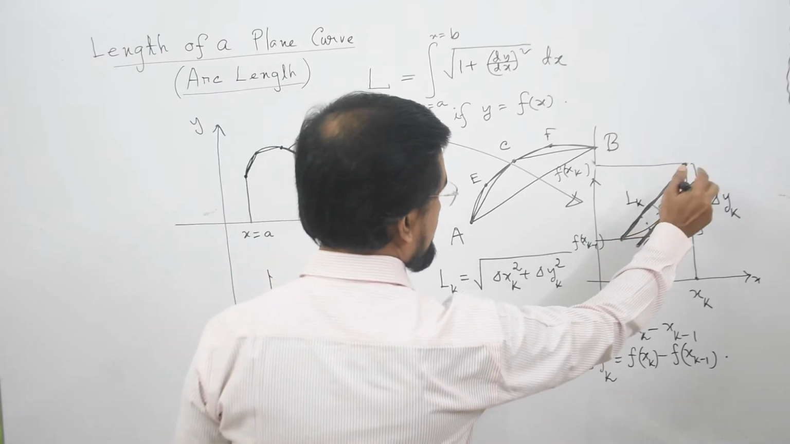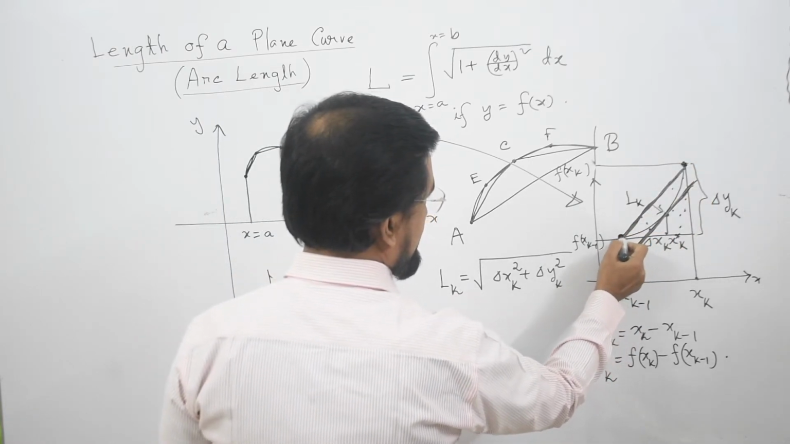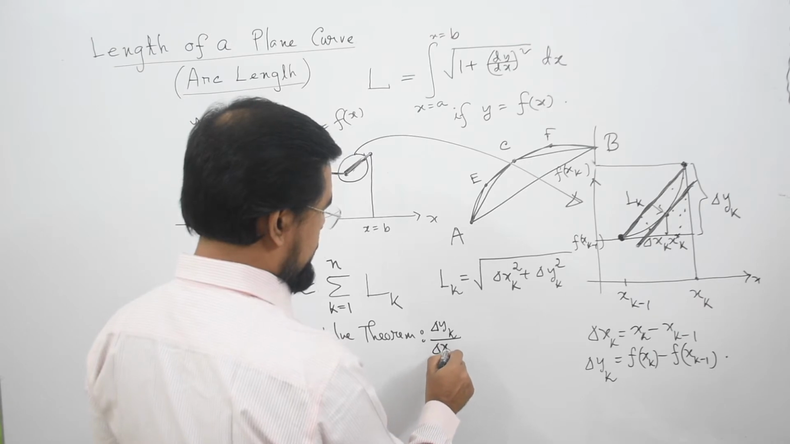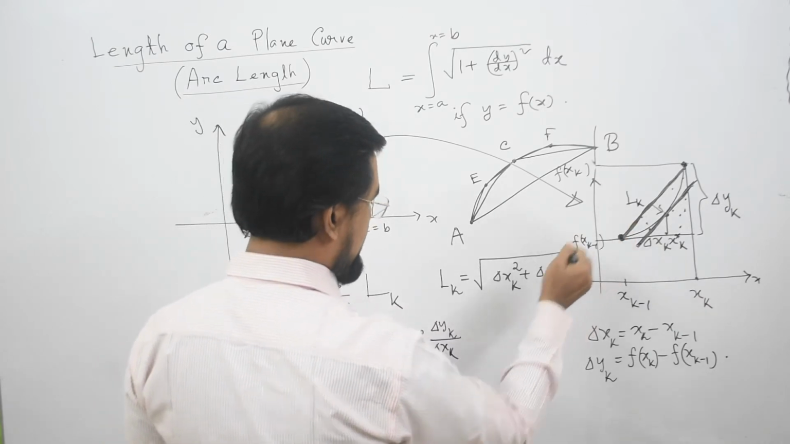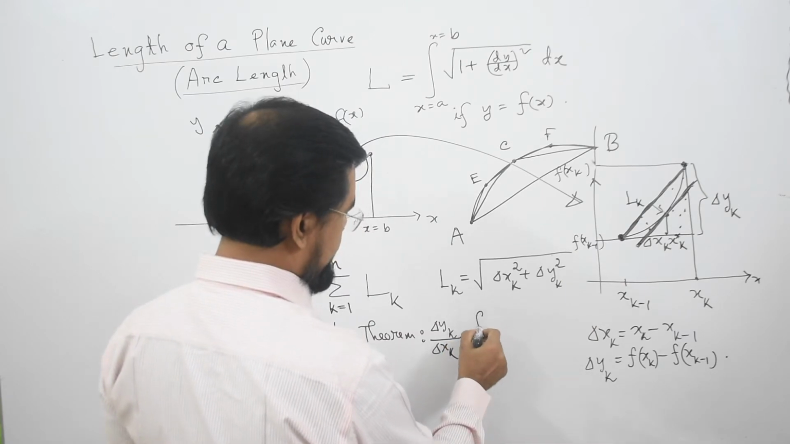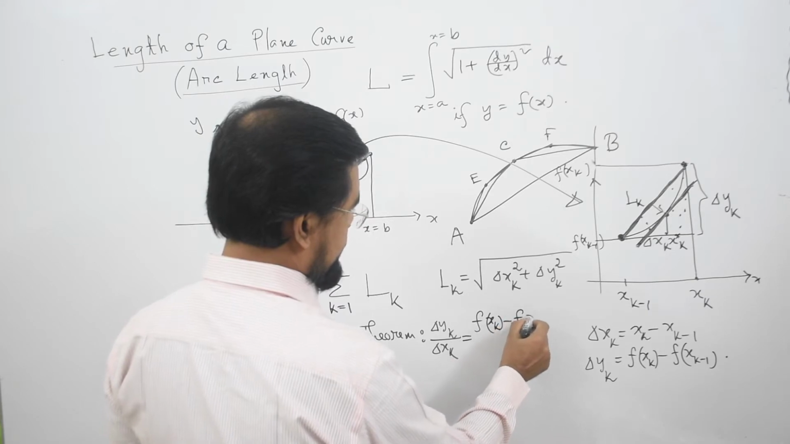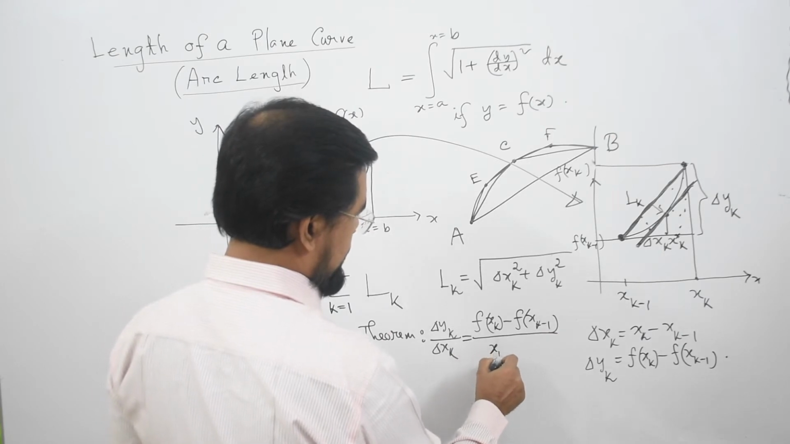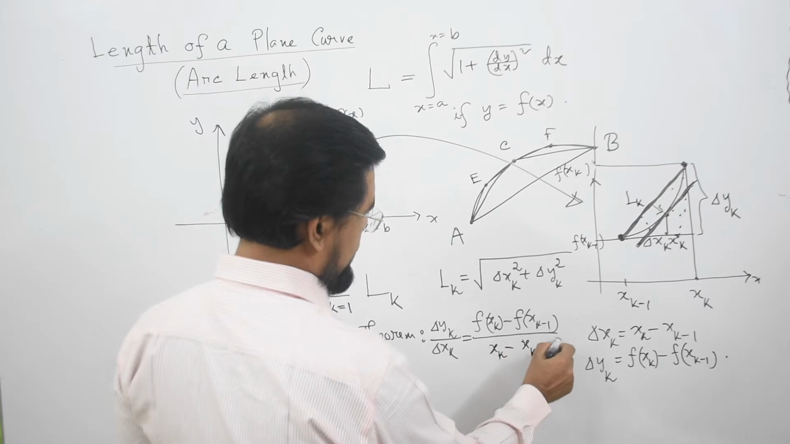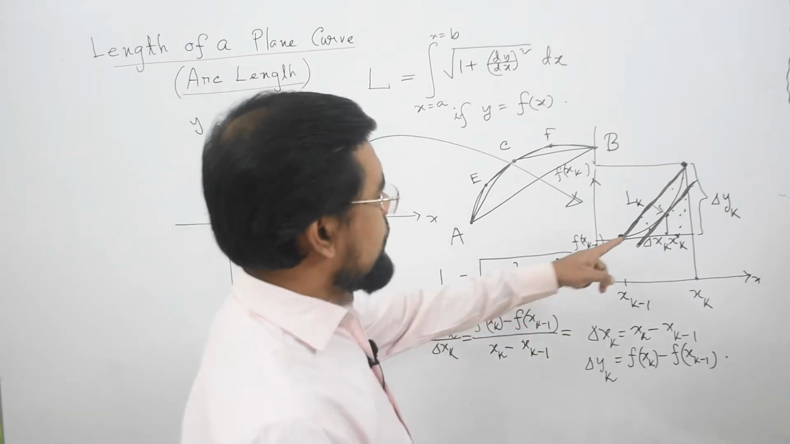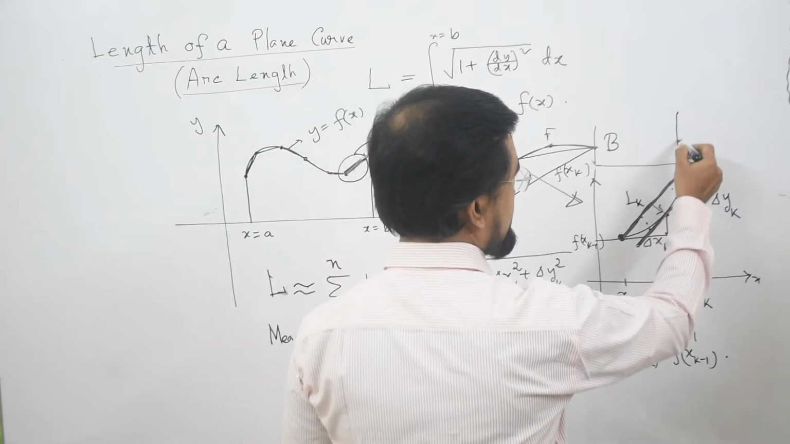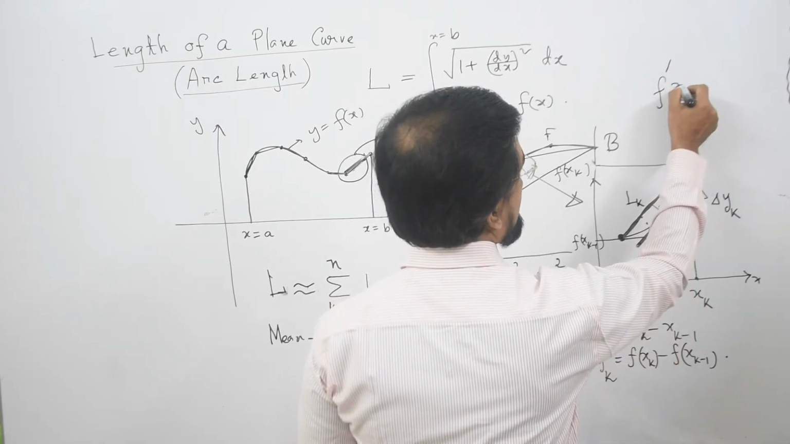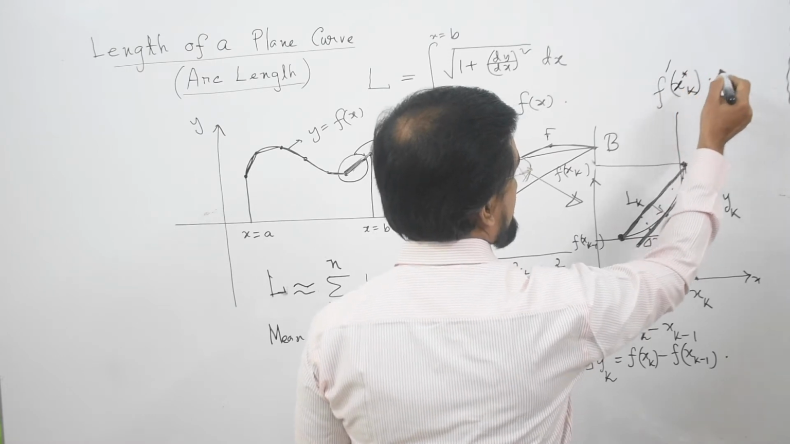So how can we calculate the slope of this secant line? The change of y, this delta yk divided by delta xk, is the slope of this secant line, and we can write it as f(xk) minus f(xk minus 1) divided by delta xk, which is equal to the slope of this tangent line, and the slope of this tangent line is nothing but the derivative of f at xk star.